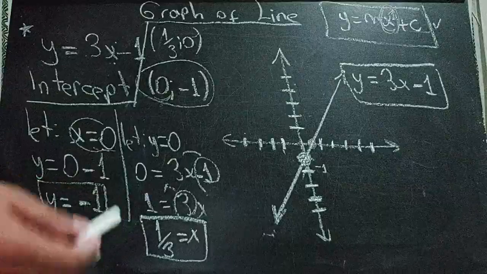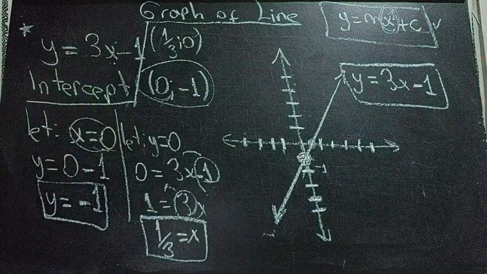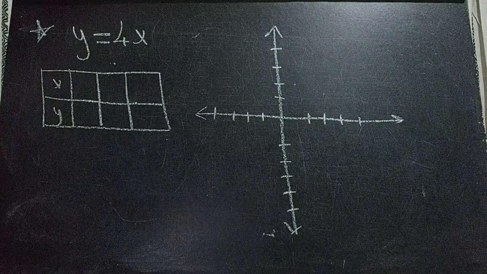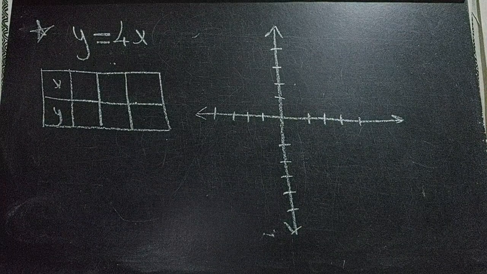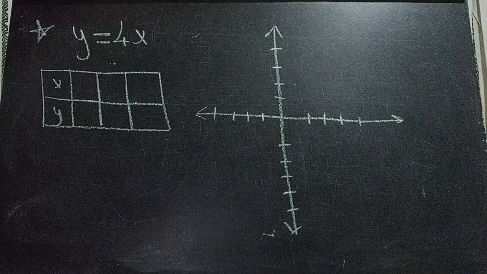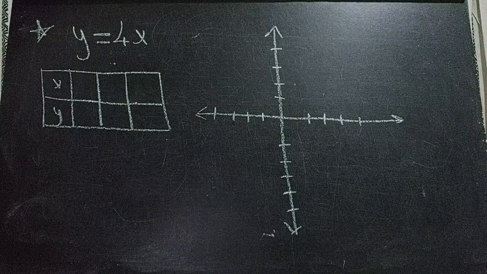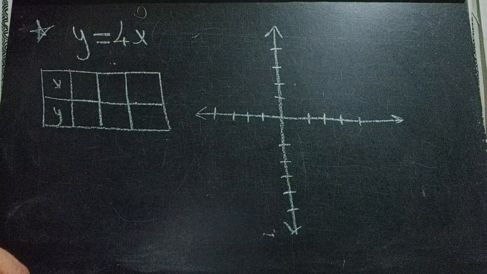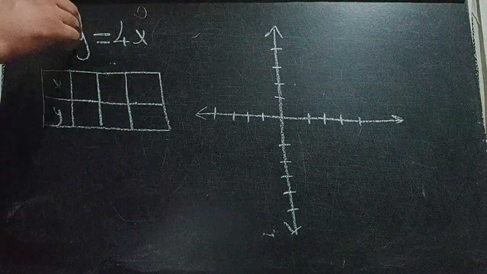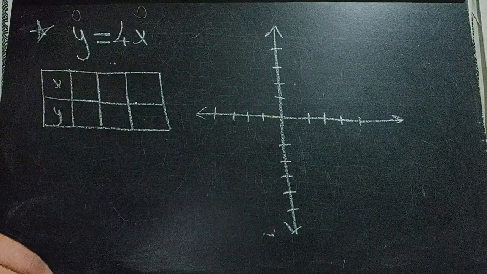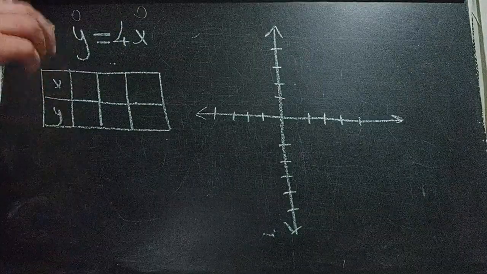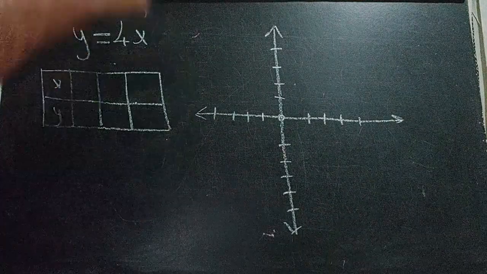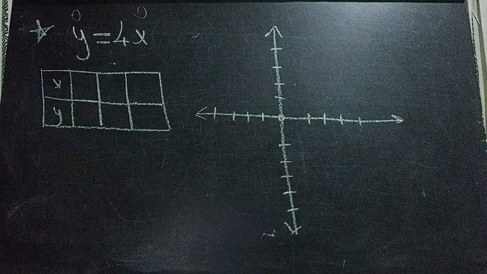Now it is up to you to use whether this method or the other method. All right, my next question is y equals 4x. See, for this question, I should use the table method. Why? Because if I use the intercept method, I will let x be 0. When I let x be 0, y is going to be 0. And when I let y be 0, x is going to be 0. Yes, this graph is going to pass through the origin. It's right. But how? Like this or like this? That's why you should use the table method.